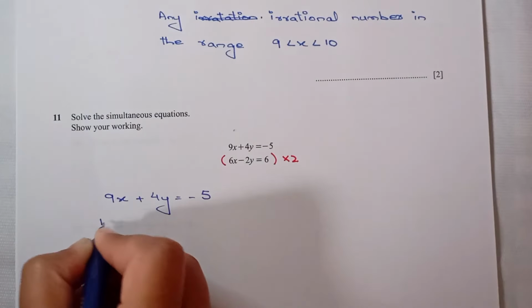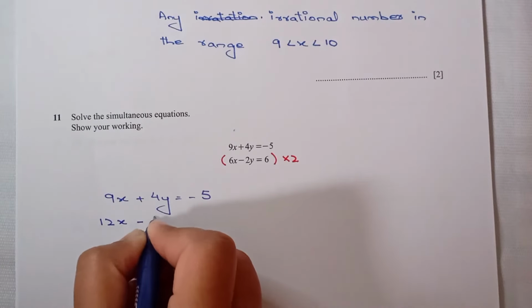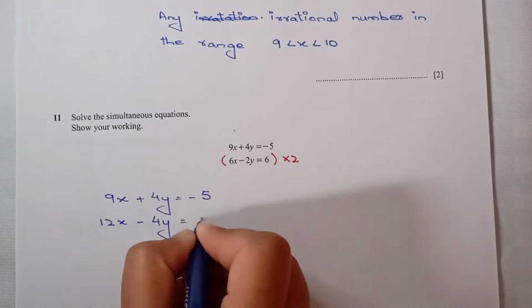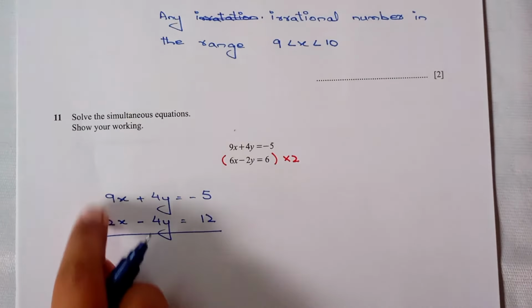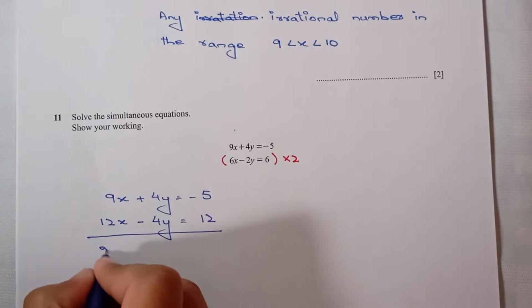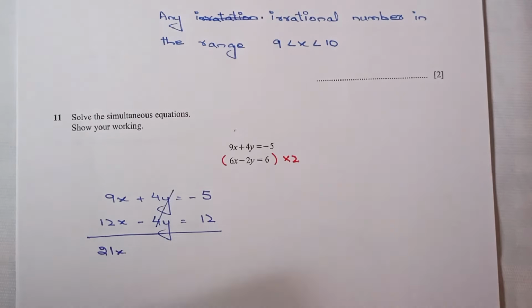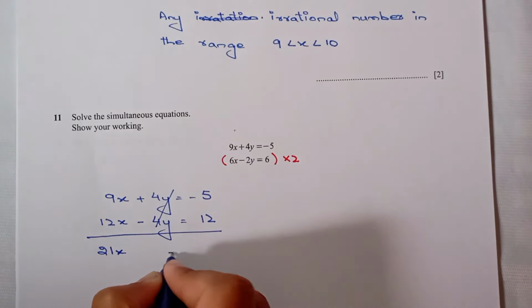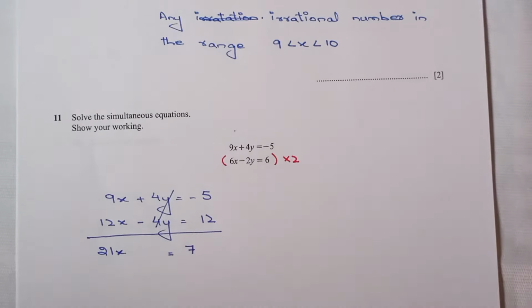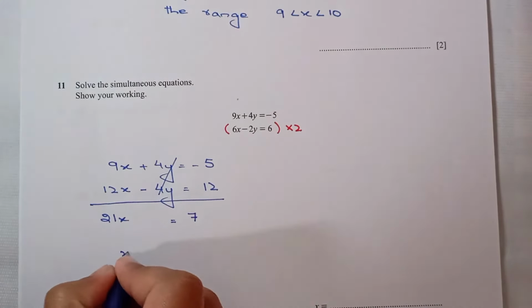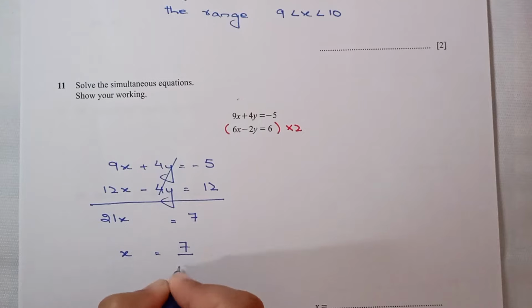2 times 6 is 12x minus 2 times 2 is 4y equals 2 times 6 is 12. Let me add the two equations. So 9 plus 12 would be 21x. Positive 4y and negative 4y would cancel. And from 12 we need to take away 5. This would be equal to 7. Right, so x would be equal to 7 out of 21.